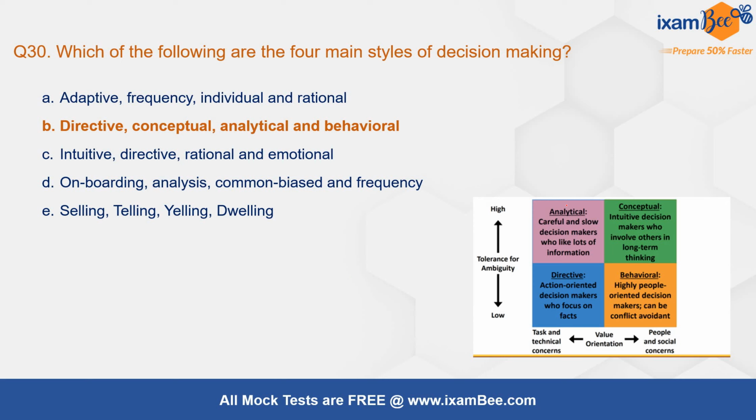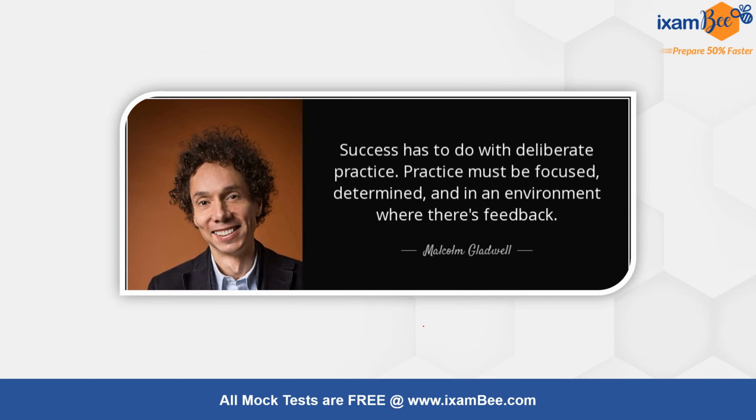These are the four styles of decision making that are mostly discussed based on two parameters: tolerance for ambiguity, that is how much information one is ready to take in before taking a decision, and then the value orientation, which means what you are more focused on as a decision maker, whether you are more focused on the task or more focused on people or the relationship orientation. So based on these, there are these four styles for decision making.